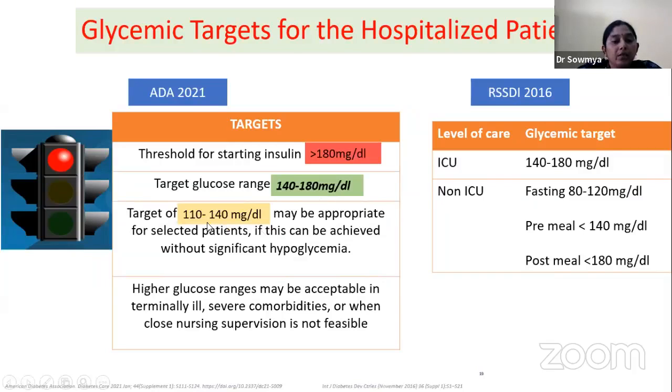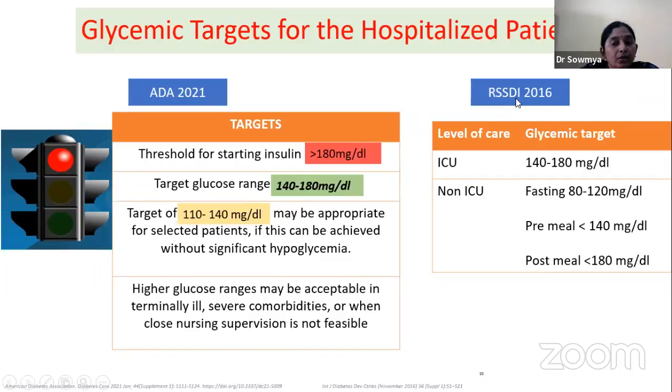And if the target is 110 to 140, we have to see that the patient, who doesn't have any significant hyperglycemia, does not go into hypoglycemia because of the tight glucose control. And in terminally ill patients, those with severe comorbidities, and less nursing supervision, we can keep a higher glucose range up to 200, but not beyond 200.